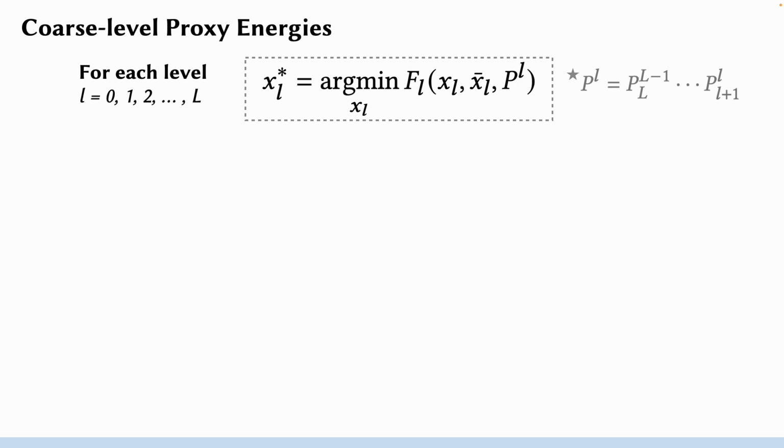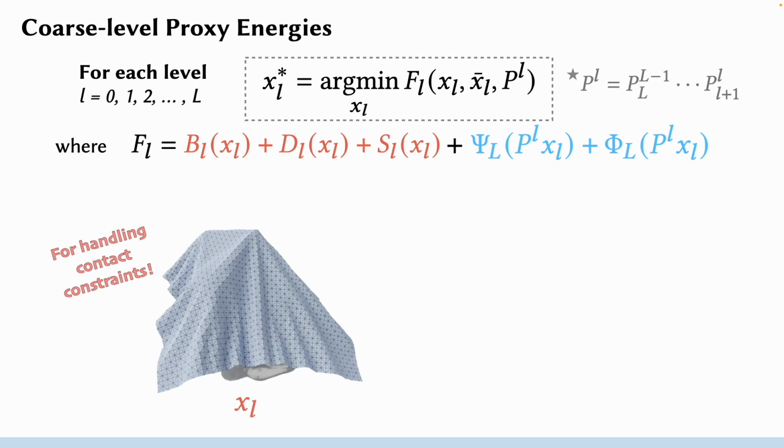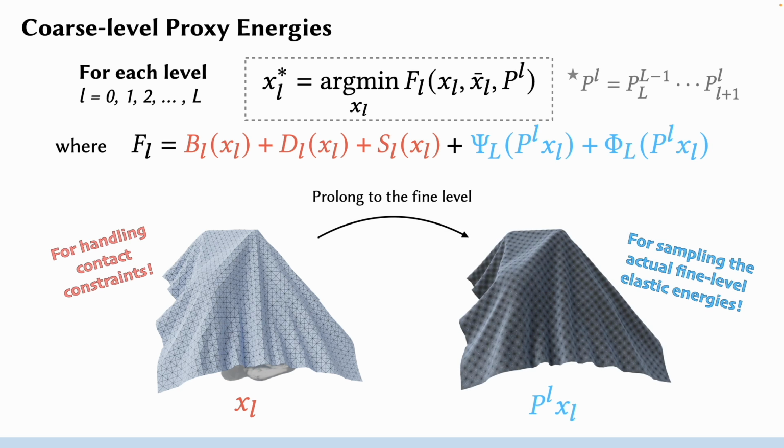Similar to the original incremental potential, we again could break F_L into two parts. The barrier part for handling contact constraints, etc., is identical as before. However, for the elastic part, we use the finest-level energies by parameterizing it with the coarse-level degrees of freedom using P_L, or in other words, we prolong the coarse-level state to the finest level and evaluate the elastic energies there. The intuition is to sample the actual fine-level elastic energies but use the coarse-level geometry to handle contact. With the level increasing, you may notice that this proxy energy is getting closer and closer to the true fine-level energy.